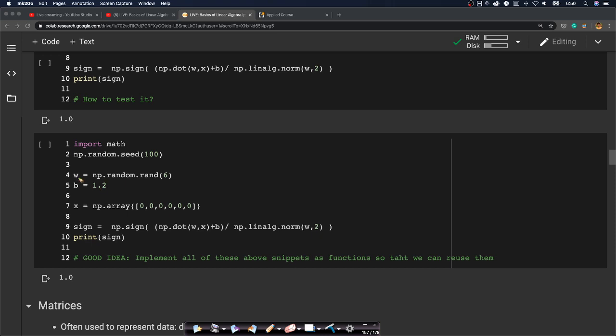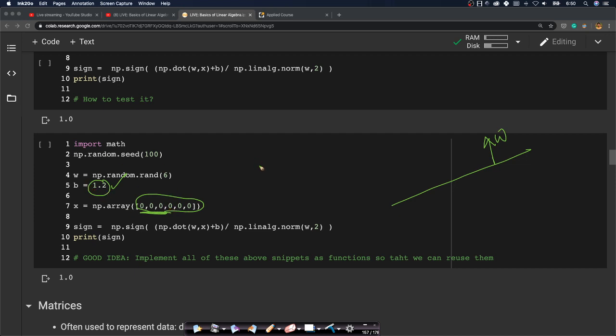The idea is this. Suppose I've taken a random hyperplane like this. I have a W, and I have a B also associated with it. My B is 1.2. The point that I have here is the origin, very simply put.